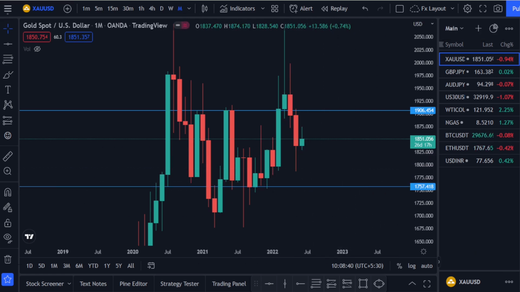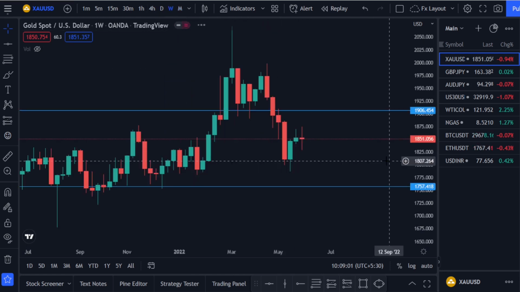So we are expecting something like this to happen on this monthly candle. So we know that on the monthly time frame we are pretty much bearish. Now let's see what's happening on the weekly time frame.